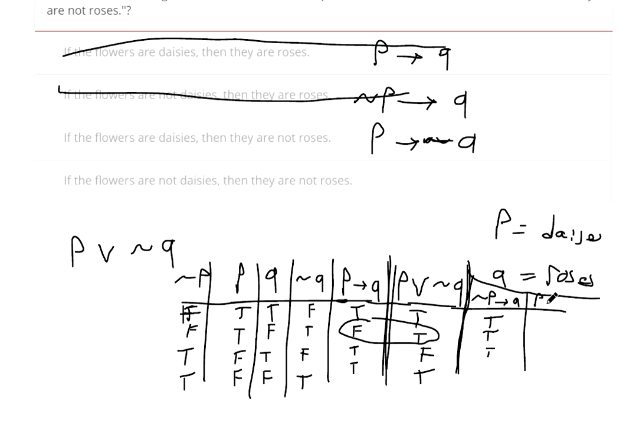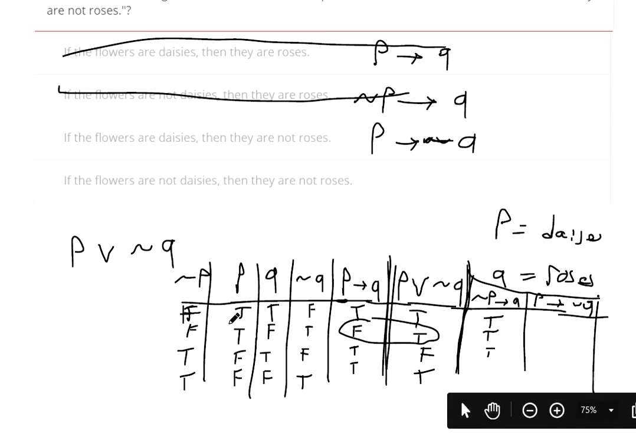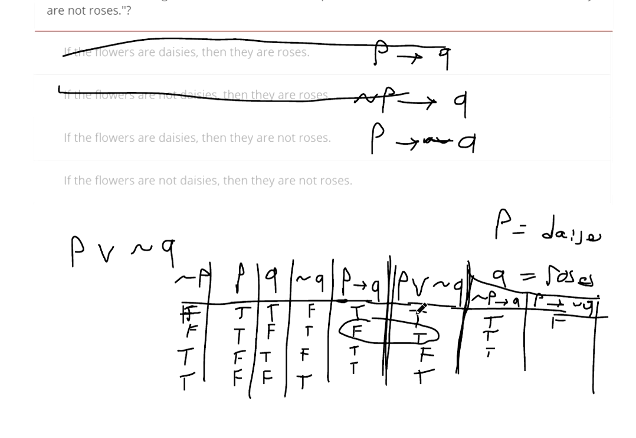We need to know what P implies not Q looks like in the truth table. So if P is true, then not Q has to be true. That's false. We can scratch that one out, right? Because this is the target row. This is the target column. We have a false for our first statement, so it doesn't match in the first row.